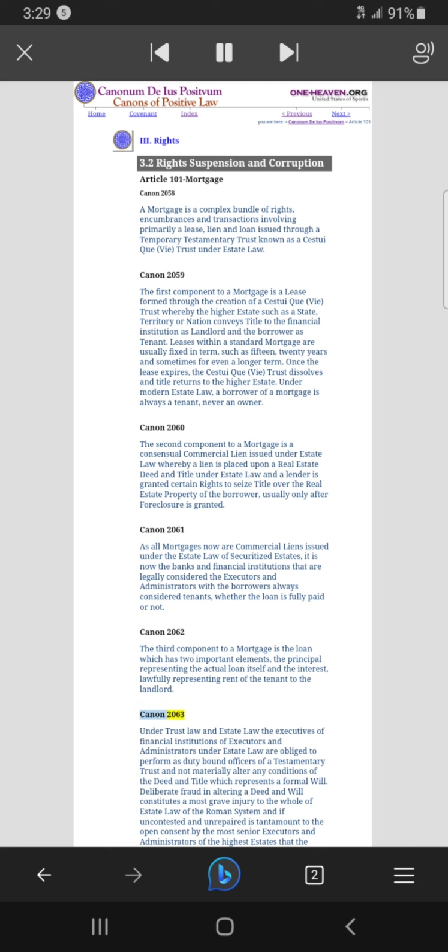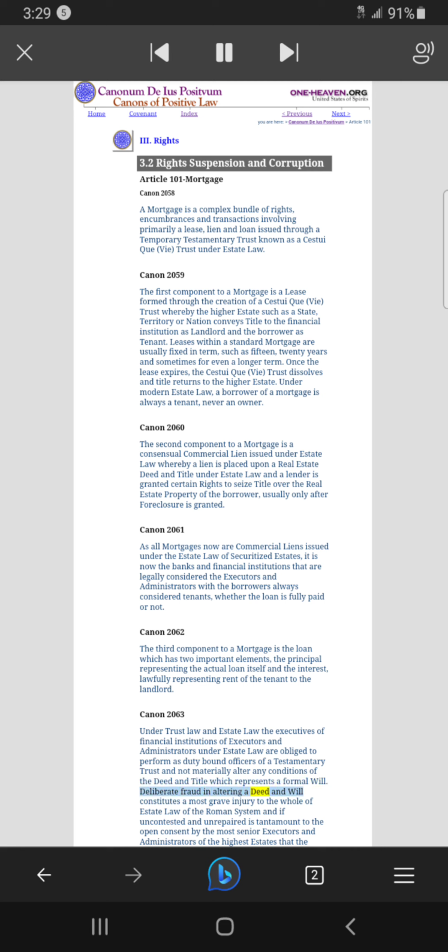Canon 2063. Under trust law and estate law, the executives of financial institutions as executors and administrators under estate law are obliged to perform as duty-bound officers of a testamentary trust and not materially alter any conditions of the deed and title which represents a formal will.